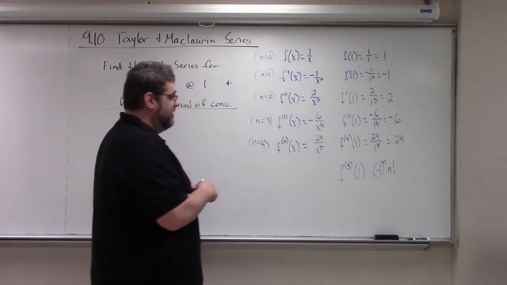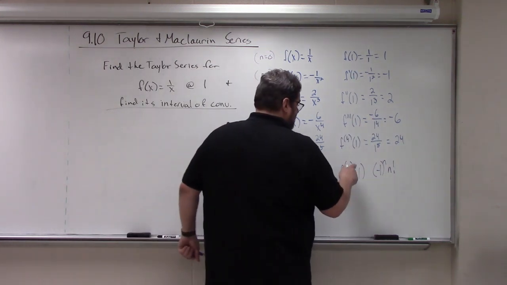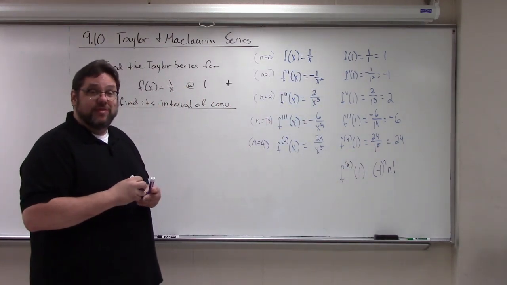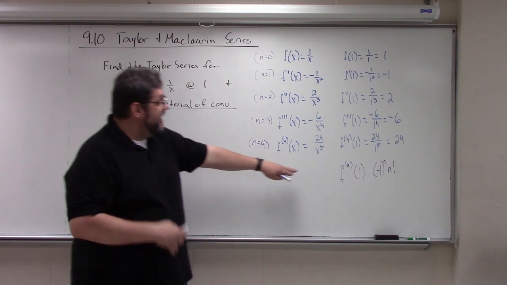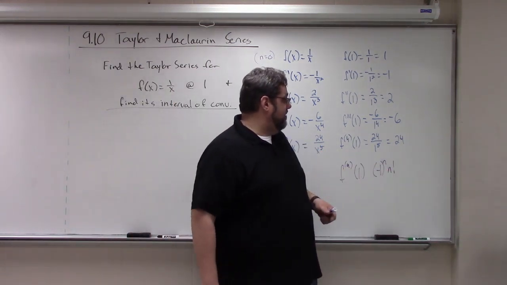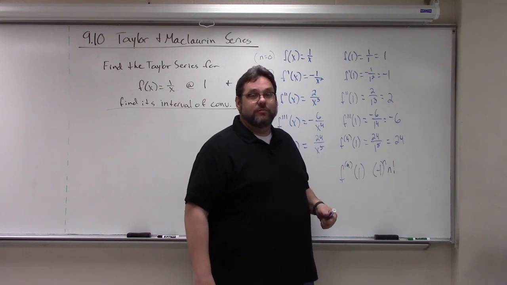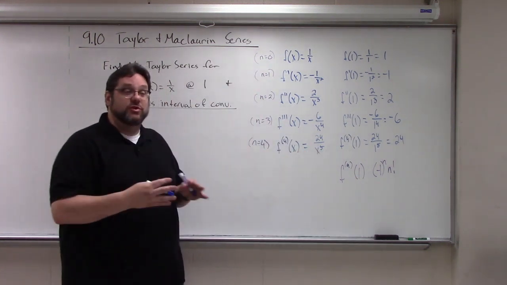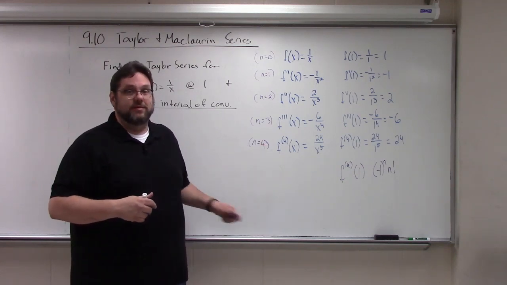In general, not the fifth, I'm sorry. This should be the nth. In general, the nth derivative value of this is going to be negative 1 to the n times n factorial. All right, that's what we want to find. We want to find some sort of generalized way of writing that.